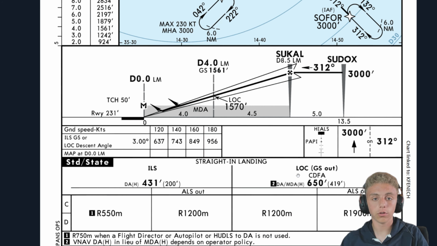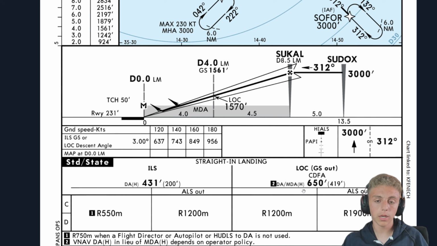Now, for glide slope out, you have to have a minimum RVR of 1,200 meters, and an RVR of 1,900 meters if the ALS is out. Now, the RVR is 750 meters for the first case if you have a glide slope, if a flight director or autopilot is not used.